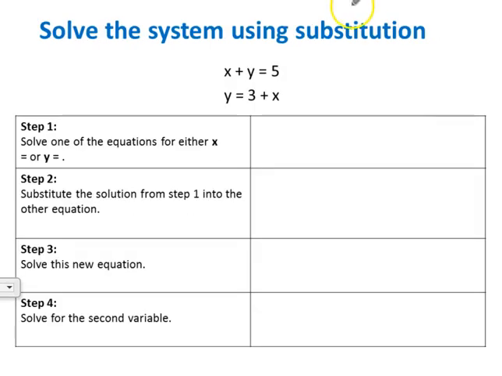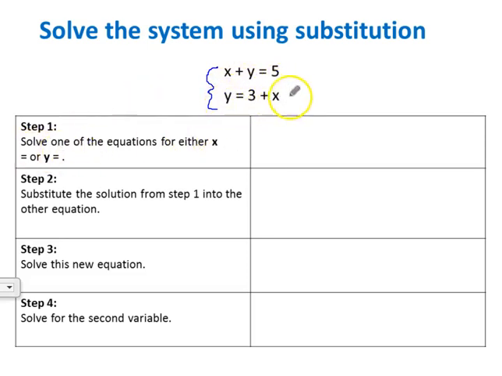It'll make more sense. So here's our system of linear equations, and we want to solve for x and y. We want to get an ordered pair solution. So for step 1, it says solve one of the equations, either x equals or y equals.